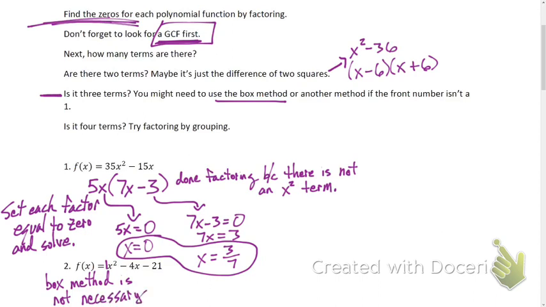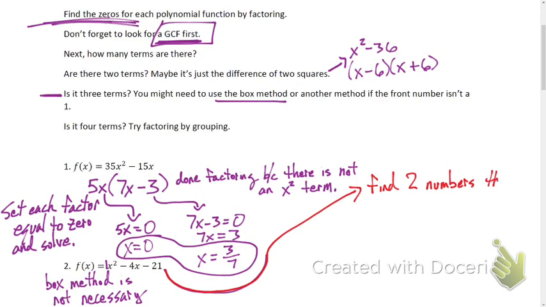All you need to do for this problem is find 2 numbers that multiply to negative 21 and add to negative 4.